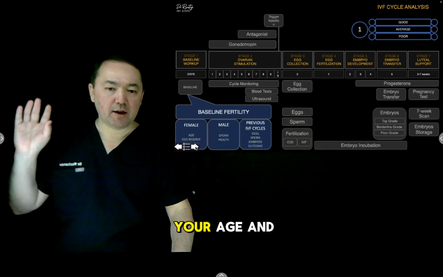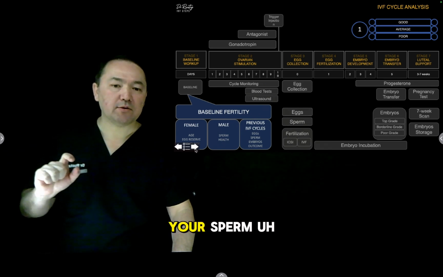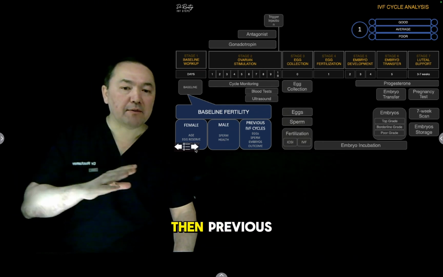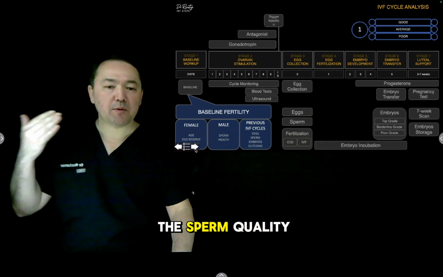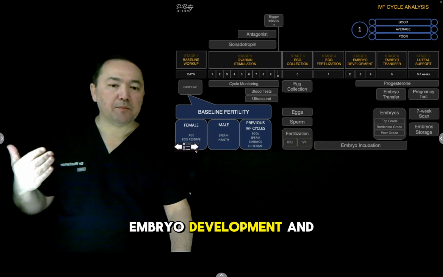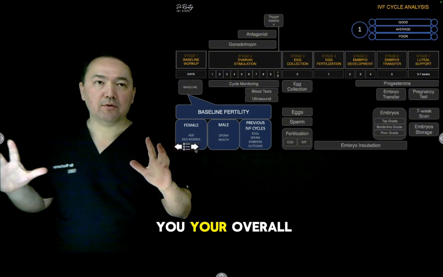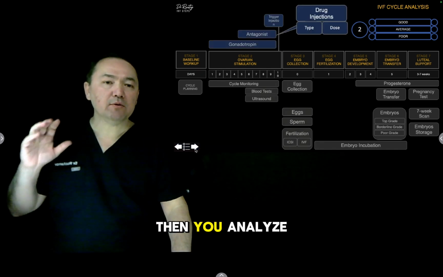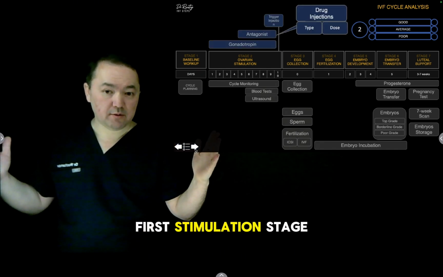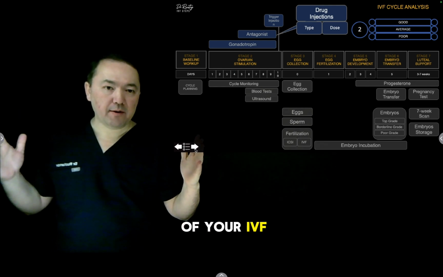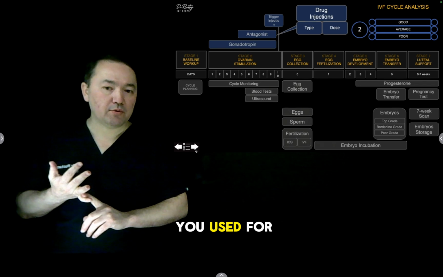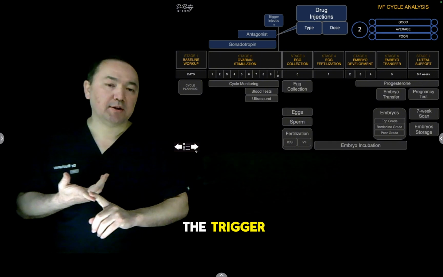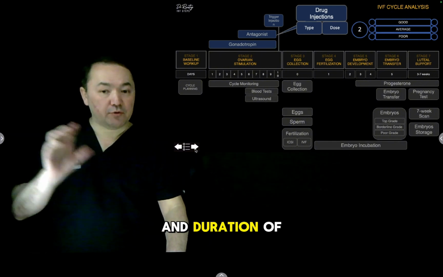Female factors like your age and egg reserve, male factors, your sperm parameters and your health, then previous IVF cycles, how many eggs you got, the sperm quality, embryo development, and your outcomes. This gives your overall picture in terms of your prognosis in an IVF cycle. Then you analyze the first stimulation stage of your IVF. Here you analyze what drugs you used for stimulation, dose of the drugs, type of the drugs, then dose of the trigger, type of the trigger, and duration of your stimulation.